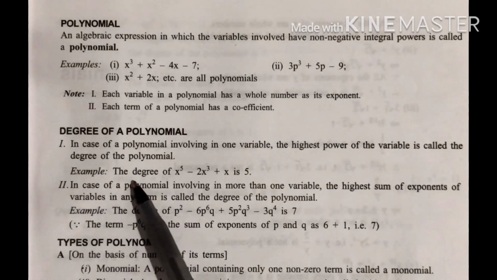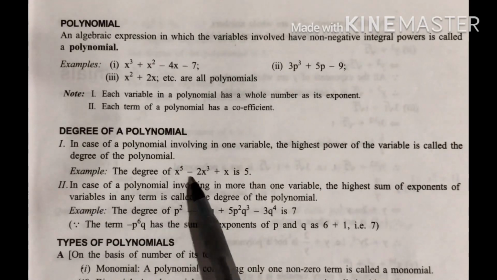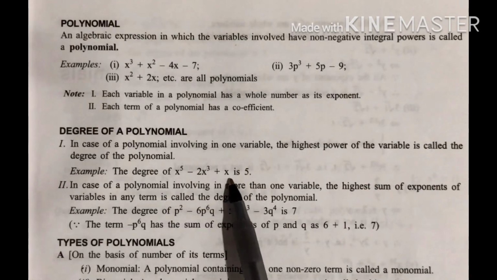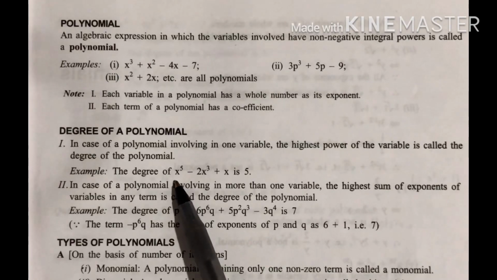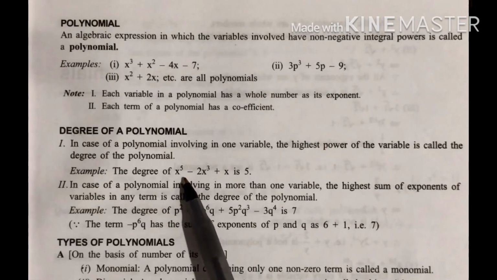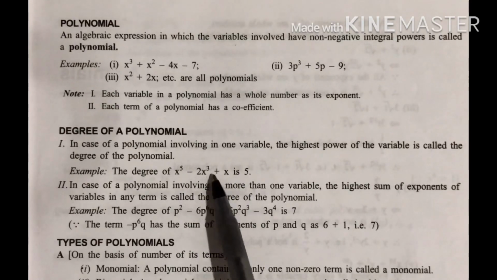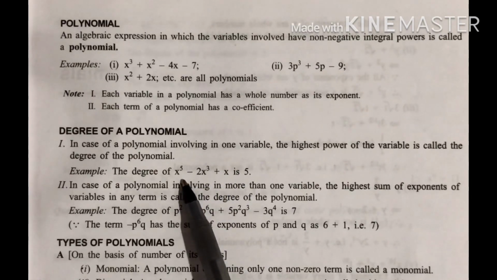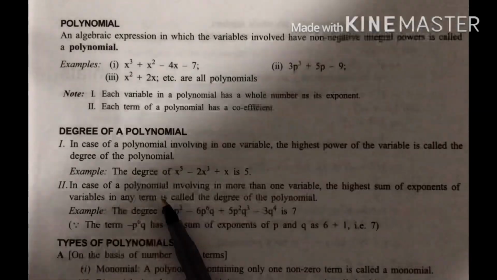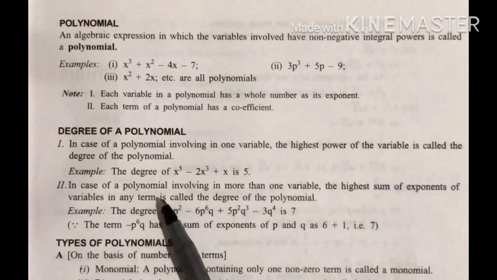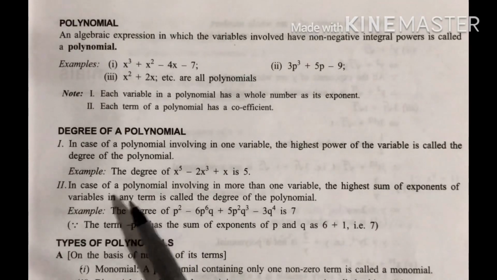Here we see one example in which there is only one variable, x. In all terms, x is the only variable. Then we see the highest power. Here the power is 1, here the power is 3, and here the power is 5. So 5 is called the degree of the polynomial.